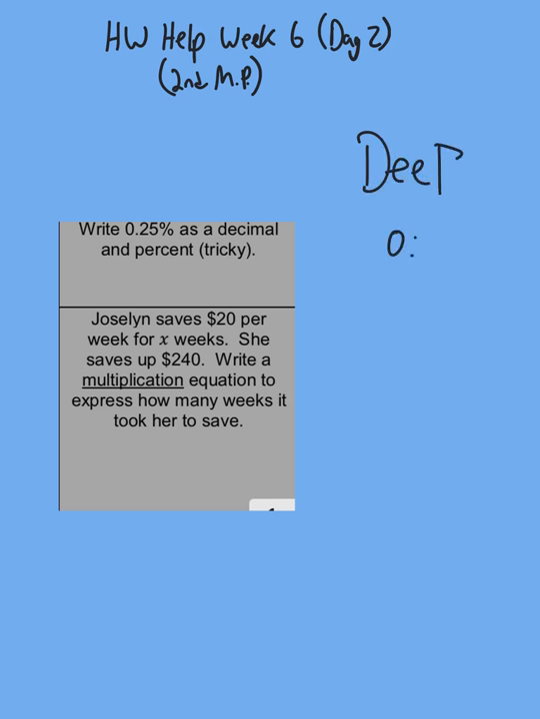And we're going to take 0.25%. Now, since it's a percent, we have to move the decimal twice to the left to make it a decimal. So I'm going to add a 0, move this twice to the left. My decimal is going to be 0.0025. So that's the first part of my answer.